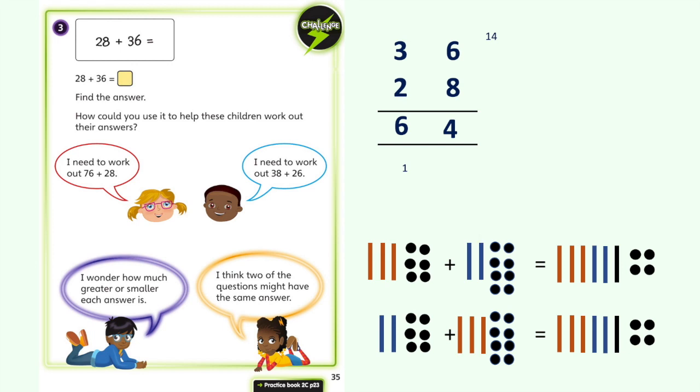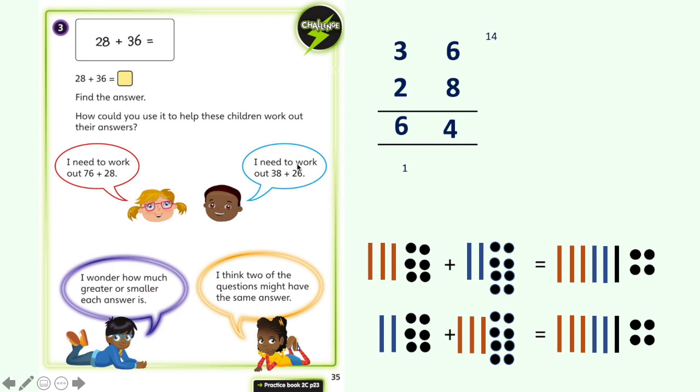Now we're ready to think about how we can use that knowledge to help the children with their answers. So this child is working out 76 add 28. Well, this is exactly like we did before. We need to look at what's the same. The 28 is the same. Compare the things that are different. Well, 76 is 40 more than 36. So our answer is going to be 40 more, and that's 104. 40 more than 64 is 104.